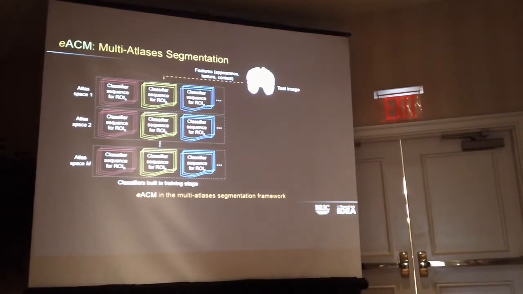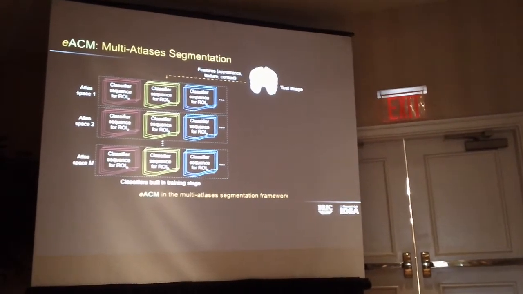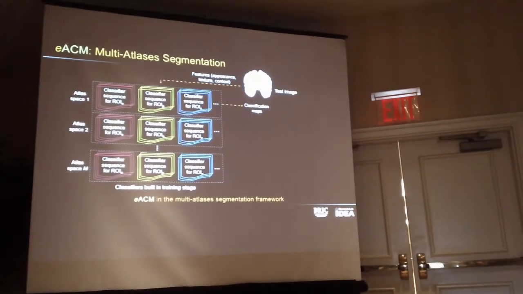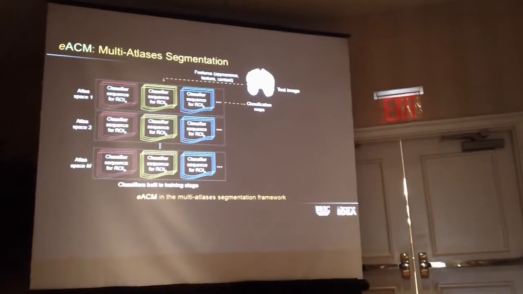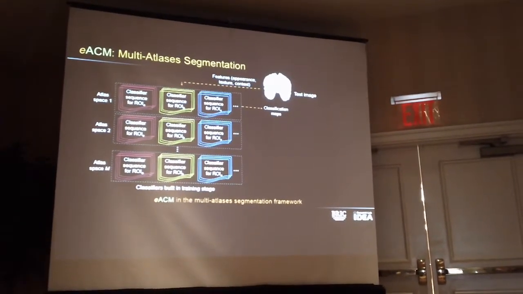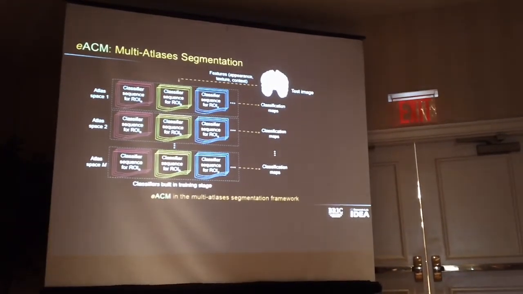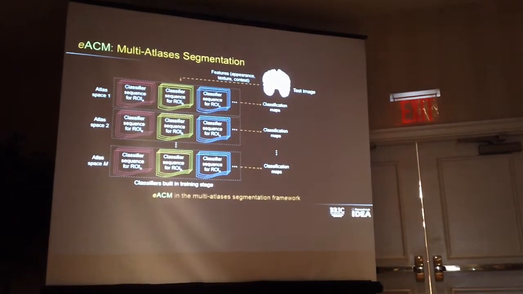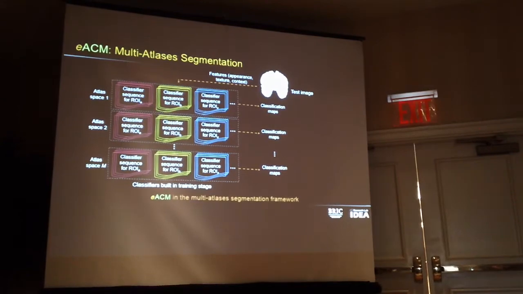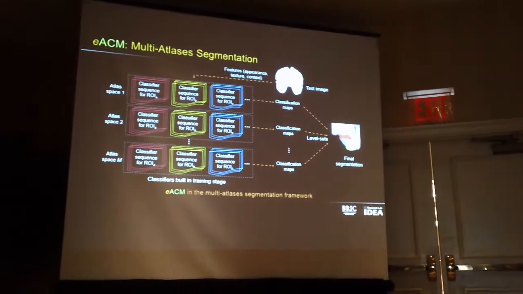In the testing stage, the testing image can first be aligned to atlas space 1 and use the classifiers to get the probability maps or the classification maps. Similarly, we can put this test image into other atlas spaces and get the classification maps. So for each ROI, we will average the classification maps. And finally, we use level set to merge all of them together to get the final segmentation.